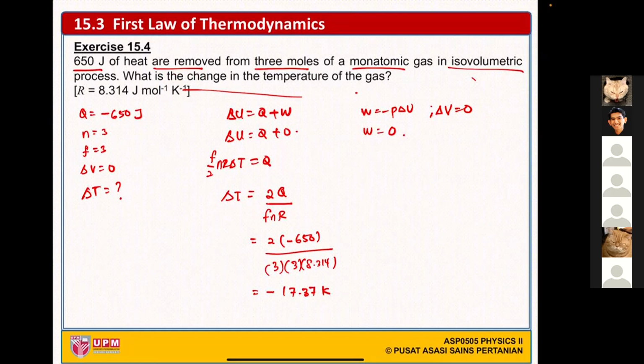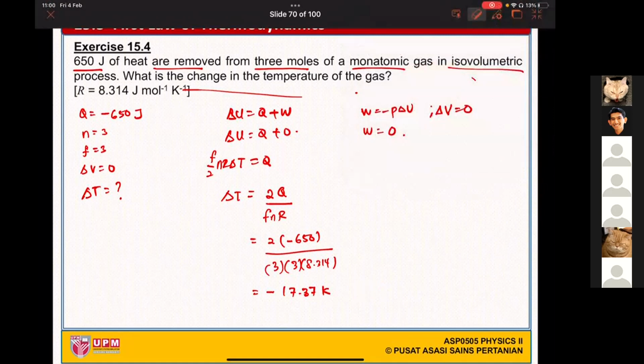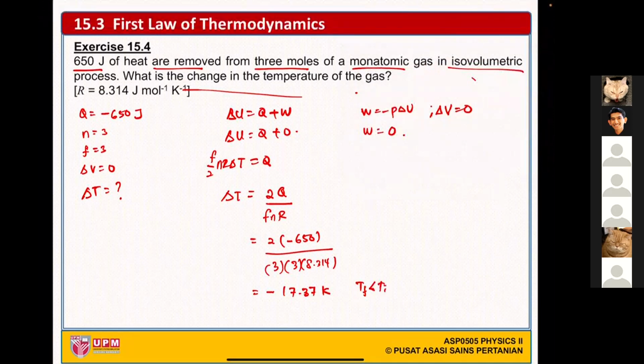Bermaksud bila dapat negatif, bermaksud T final lebih kecil daripada T initial. Betul tak? T final lebih kecil daripada T initial. Sebab itulah dapat negative value. Jadi kalau awak takut dengan jawapan macam ni, awak tulis, therefore, the change in T is equal to 17.37 Kelvin. Macam ni. Tambah je therefore ni kalau dalam exam. Alright.